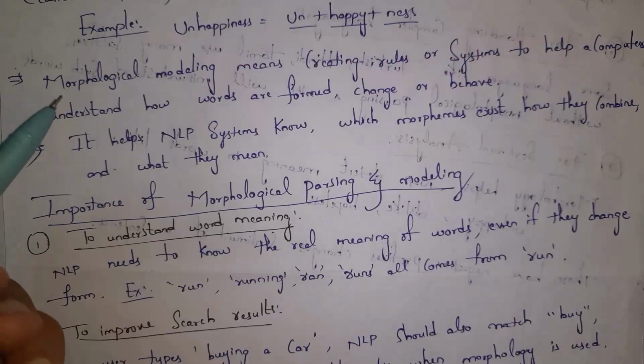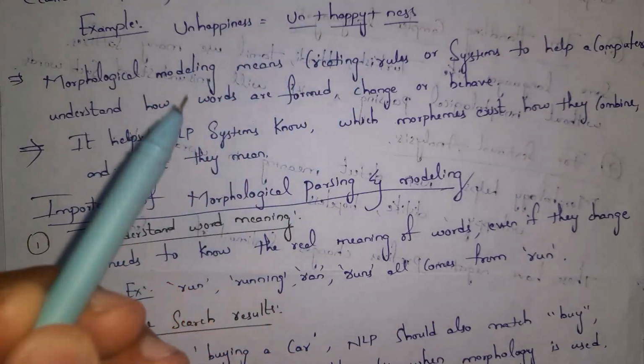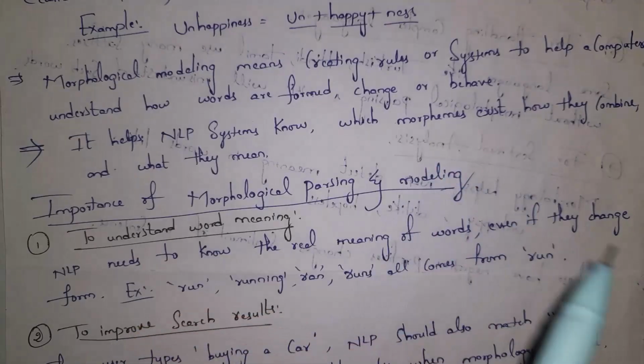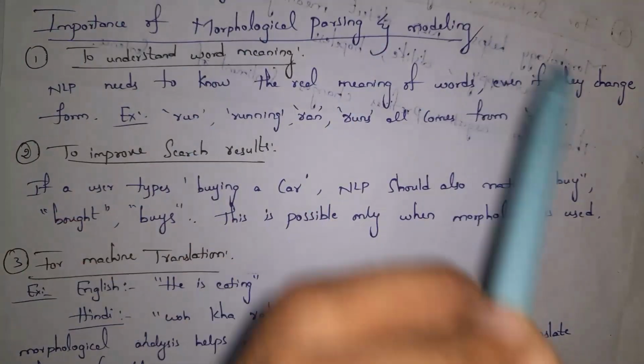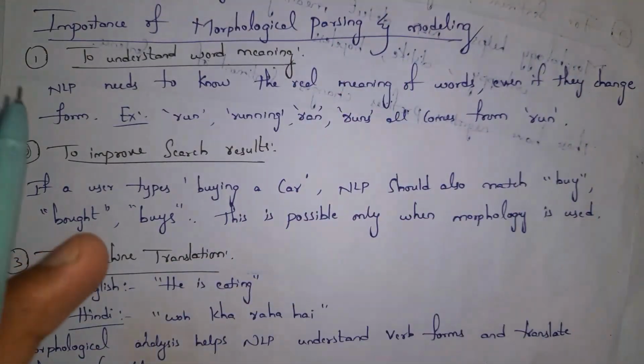So morphological modeling means creating rules to help a computer understand how words are formed. It helps an NLP system know which morphemes exist, how they are combined, and what they mean. Next I will explain the importance of morphological parsing and modeling. Thus an NLP system needs morphological parsing and modeling in order to understand word meaning.